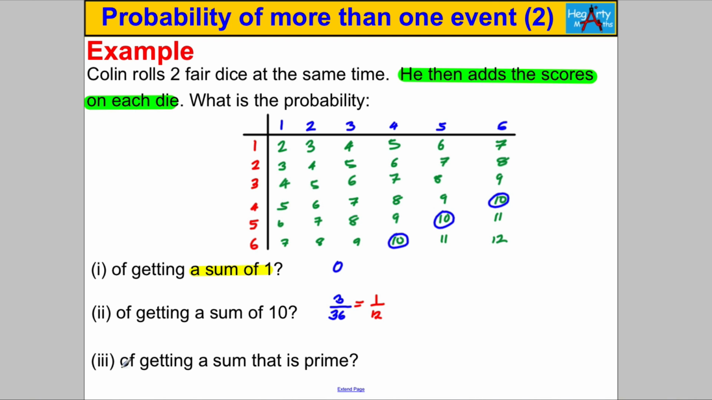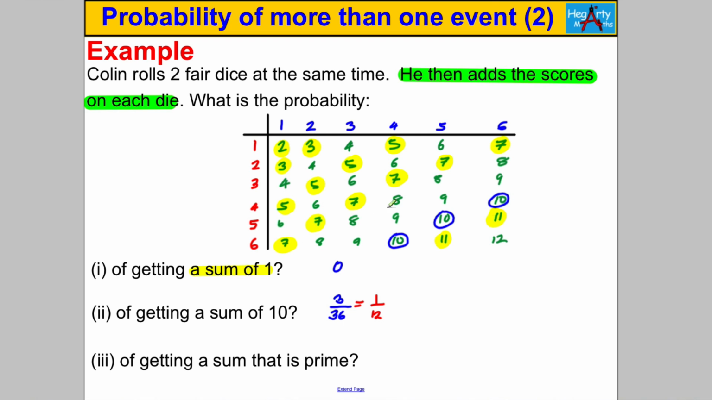And the last one, of getting a sum that is prime. So let's try and count the sums that are prime. That's prime, that's prime, that's prime, and that's prime. That's prime, that's prime, and that's prime. That's prime, and that's prime. That's prime, that's prime. That's prime, and that's prime. And lastly, that's prime, and that's prime.